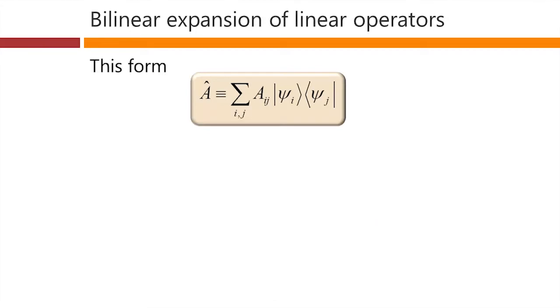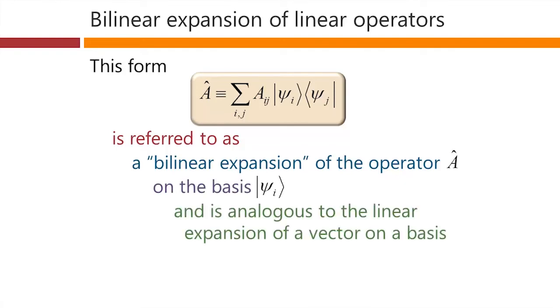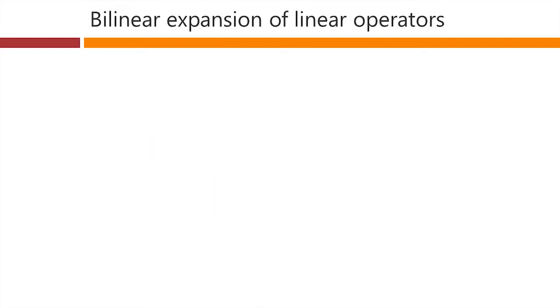This form is referred to as a bilinear expansion of the operator A, on the basis psi i in this case. And it's analogous to the linear expansion of a vector on a basis. Any linear operator that operates within the space can be written this way. So we found a rather interesting way of writing down an operator in terms of basis functions, these bra and ket basis functions with these numbers, which of course are just the matrix elements of the operator.